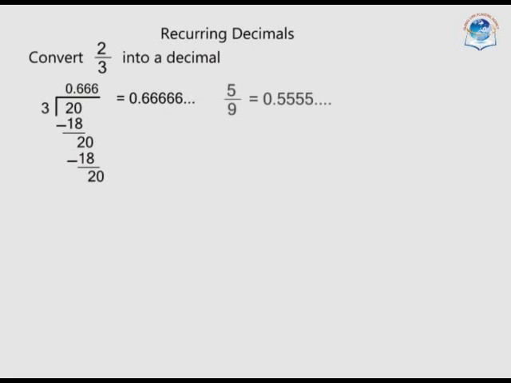Others include 5 over 9, which is equal to 0.5555, 1 over 6, which is equal to 0.16666. Recurring decimals could also have more than one recurring digit. For example, 9 over 11. 9 over 11 is equal to 0.818181. 8 and 1 keep recurring.